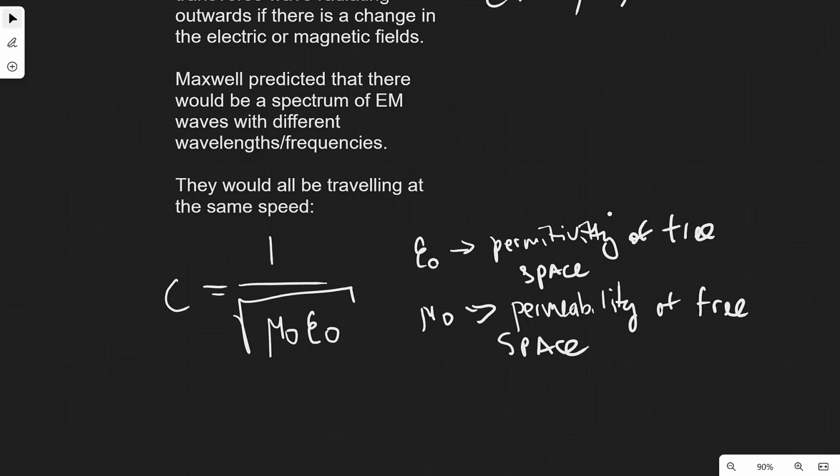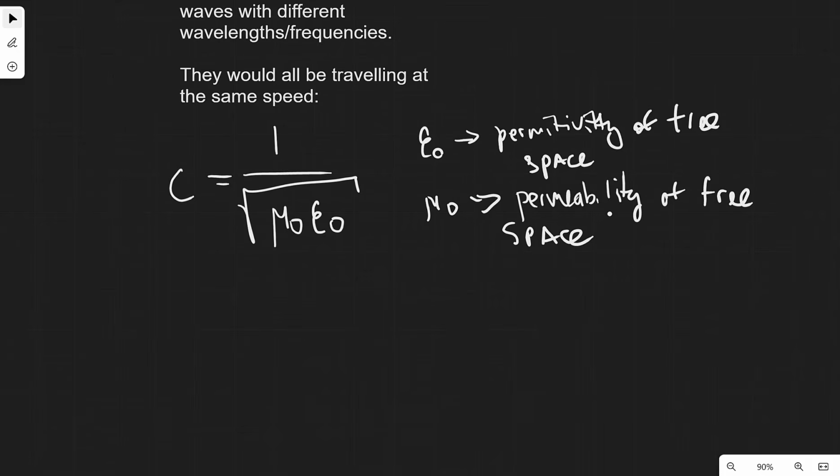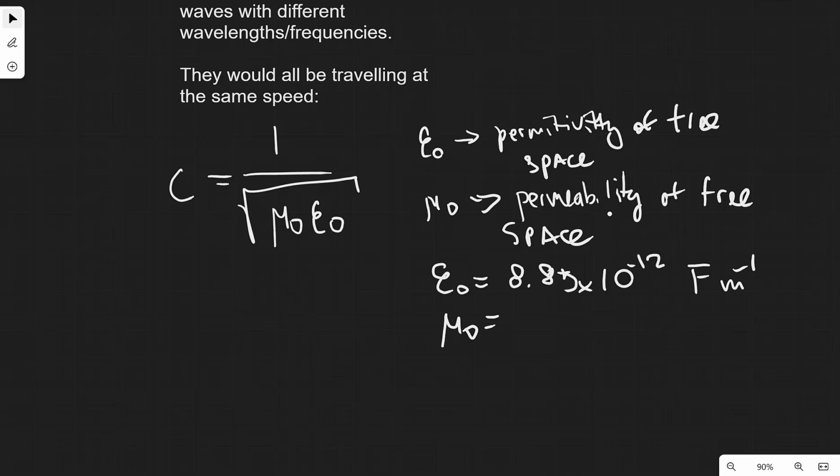They all have values that are given in the formula booklet. For instance, E naught is around 8.85 times 10 to the power of minus 12, and it's farads per meter, I think. And mu naught, on the other hand, in terms of pi, will be 4 pi times 10 to the power of minus 7.